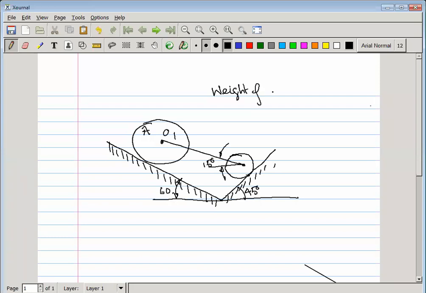The weight of cylinder A is given as 1000 Newton, and the weight of cylinder B is given as half of cylinder A, that is 500 Newton. This is your B, and this cylinder is connected with another cylinder using this connector, and the question is such that you have to find out this force P.